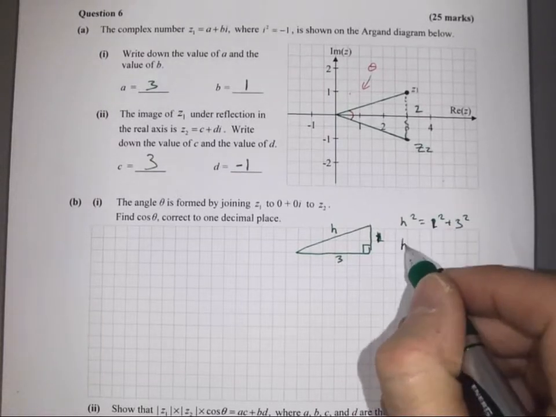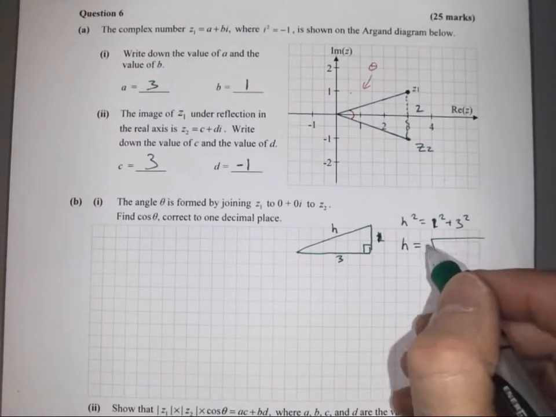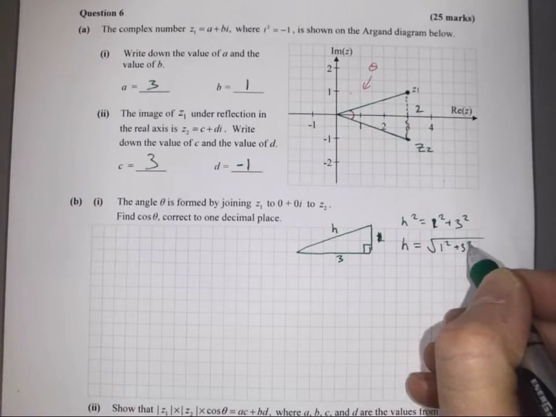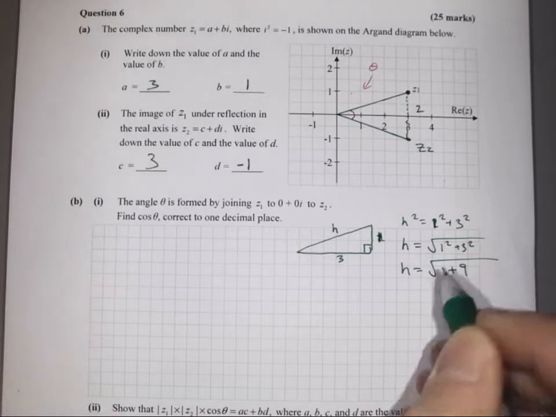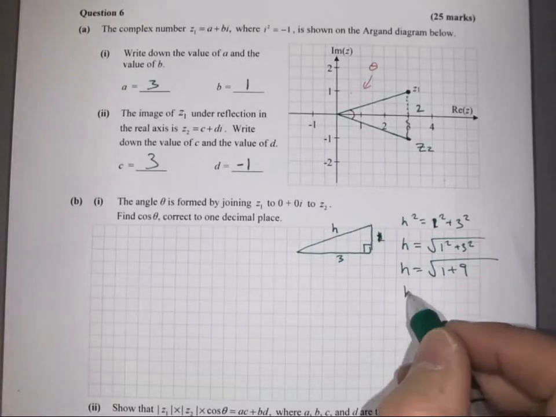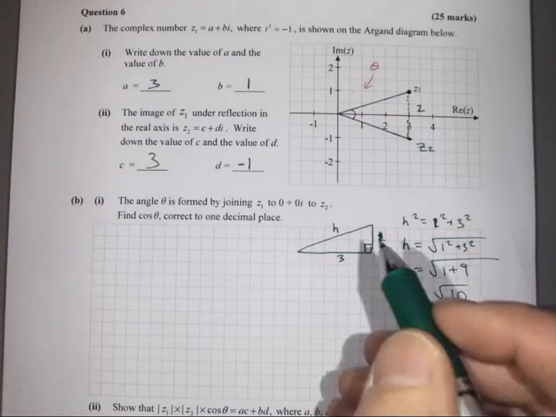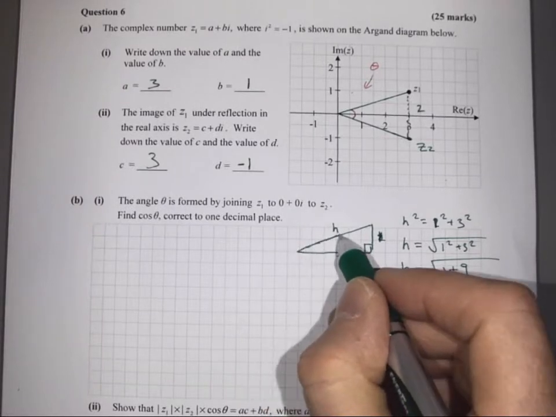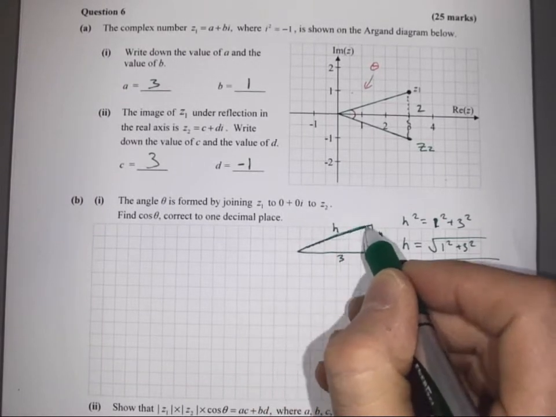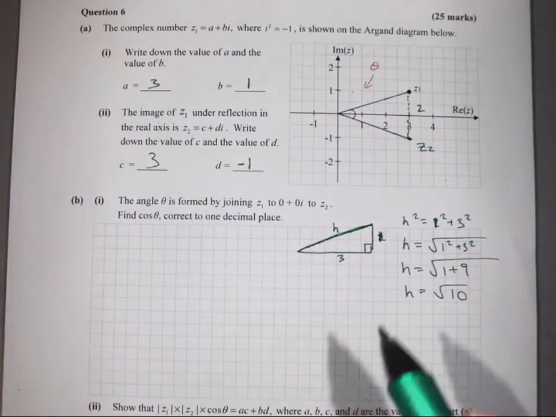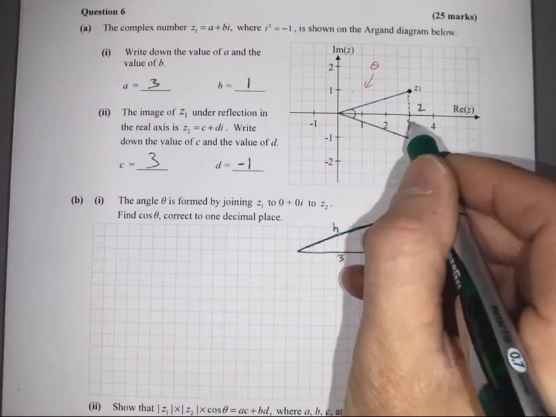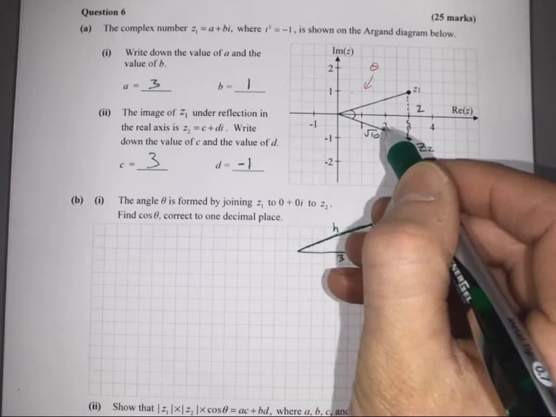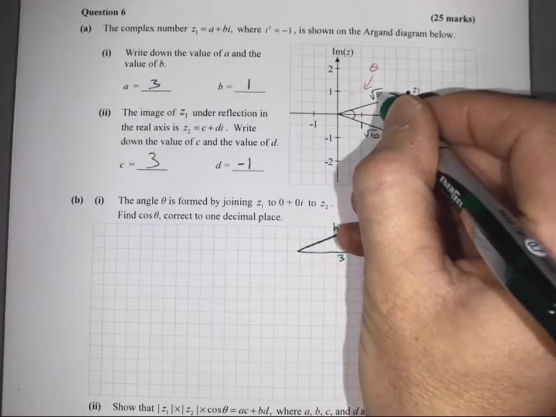So h, getting the square root of both sides, h equals the square root of 1 squared plus 3 squared. h equals the square root of 1 plus 9. So h equals root 10. So this slanty bit here, the hypotenuse, has a length of root 10. And this is a similar triangle hanging down here from the real axis, so that's going to have a length of root 10 as well.